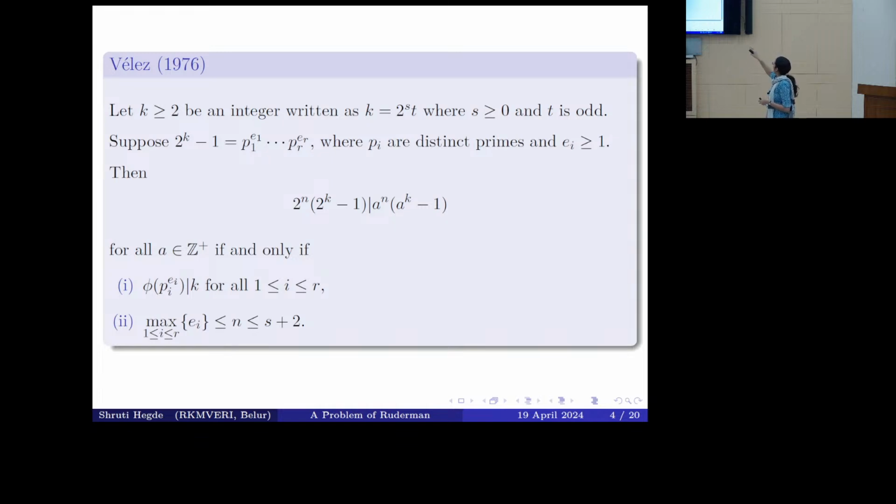The phi of pi power ei, where phi is the Euler function, should divide k, and that should happen for every i, for every prime factor of 2 power k minus 1. And the second condition is that n should be greater than every ei, every power in the prime power factorization, and it should be at most s plus 2. This is the characterization given by Wheeler, but this is only a characterization for the second relation.